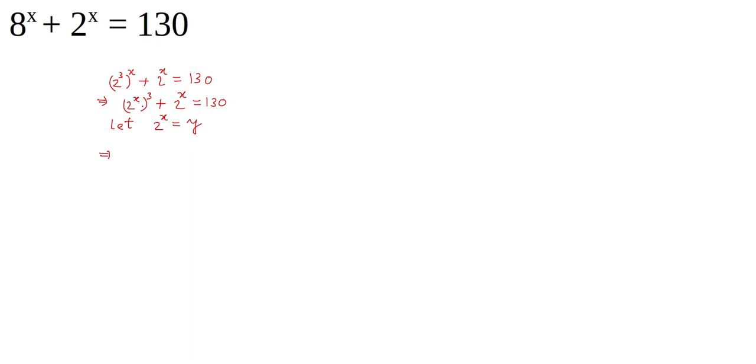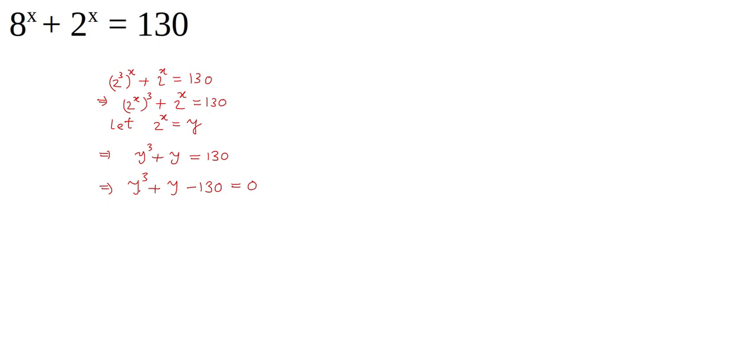Then we can write the above equation as y cube plus y is equal to 130. And here we can write this equation again in this form, y cube plus y minus 130 equal to 0. Now the next step should be how to solve this cubic equation. So we need to factorize this equation. So how can we do that? This equation can be solved using the remainder theorem.